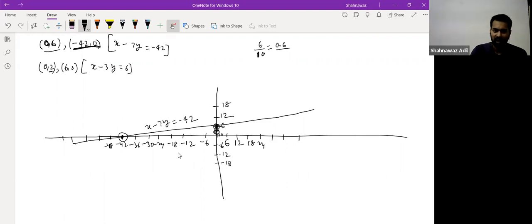And where is (6, 0)? Here. So these are the two points, and this will be the line. This line is x minus 3y equals 6. Understood? So these are the graphical representations of a pair of linear equations in two variables. Any doubt, any question?